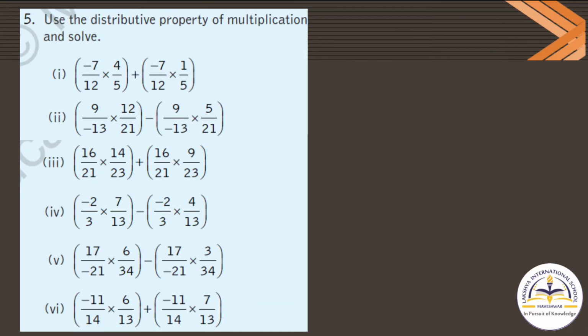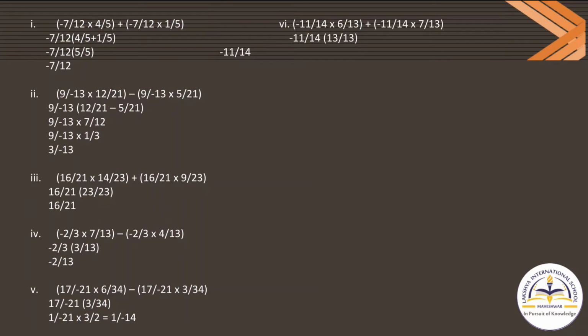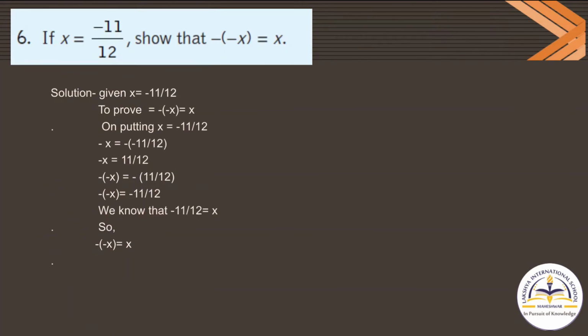Question number 5, use the distributive property of multiplication and solve. So minus 7 by 12 into 4 by 5 plus minus 7 by 12 into 1 by 5. Now here minus 7 by 12 is common in both the terms. So when we take minus 7 by 12 as common, then in the bracket 4 by 5 plus 1 by 5, we will get 5 by 5. 5 by 5 is 1. So minus 7 by 12 is our answer. Now you have to do these questions.